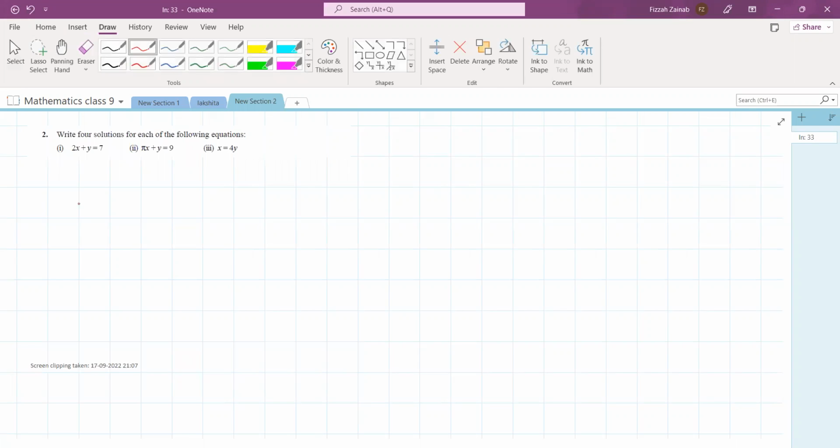Yes, ma'am. So write 4 solutions for each of the following equations. So first equation is this: 2x plus y is equal to 7, right? So you can take some values for x and obtain y.